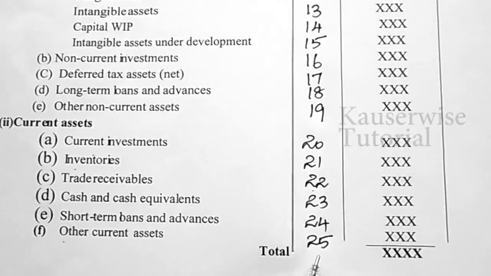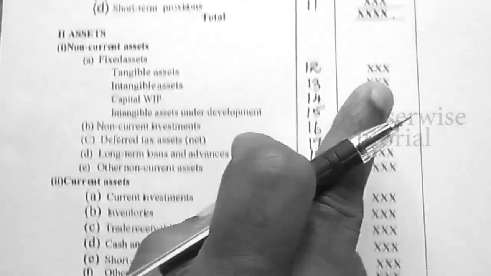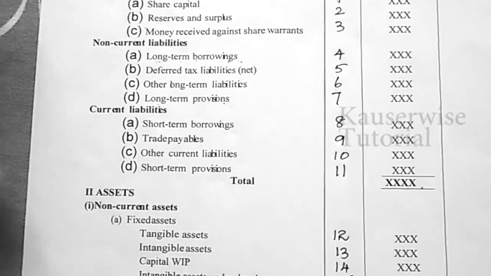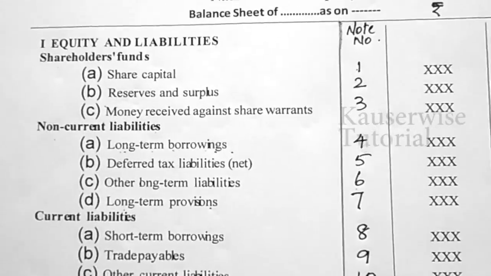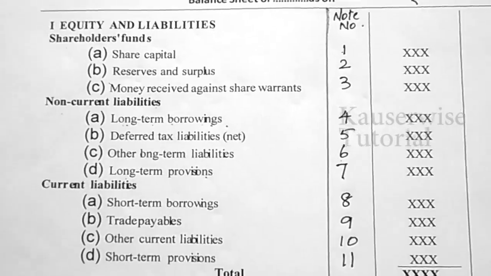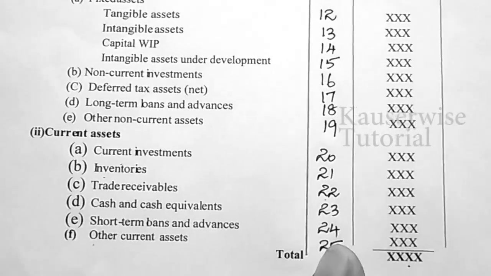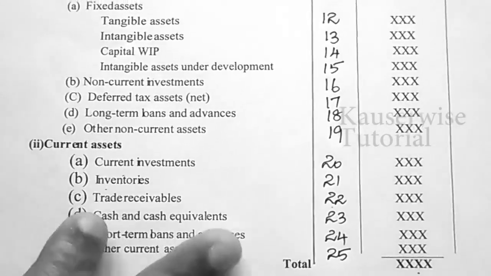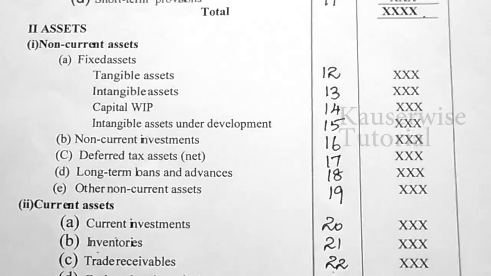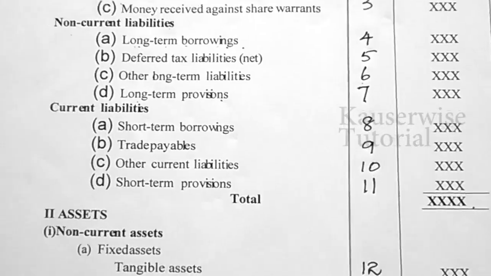working note number 25. Finally, you will be getting equal amounts of total assets and total liabilities. This is the procedure to prepare the company final accounts according to revised Schedule 6. If there is any adjustment regarding any item, that will be done in the working note itself. Here in this format, you need not show any adjustment. Here you need to record only the final net amount for each and every content of the balance sheet.